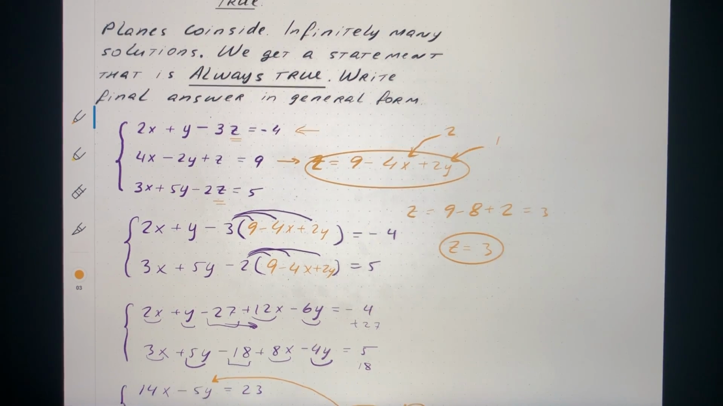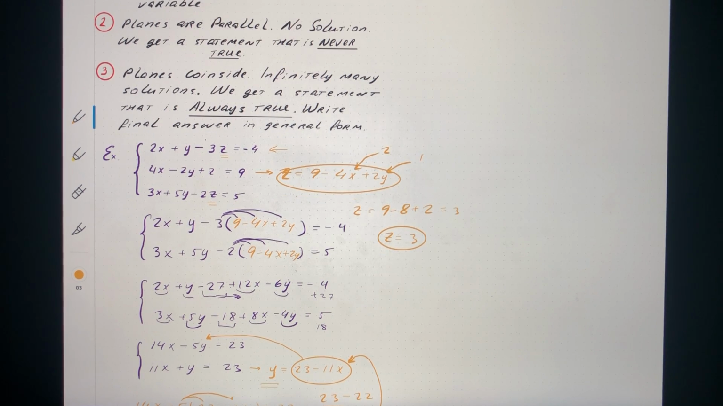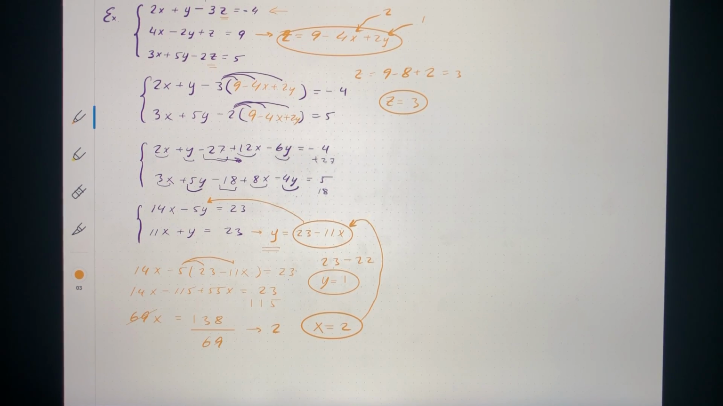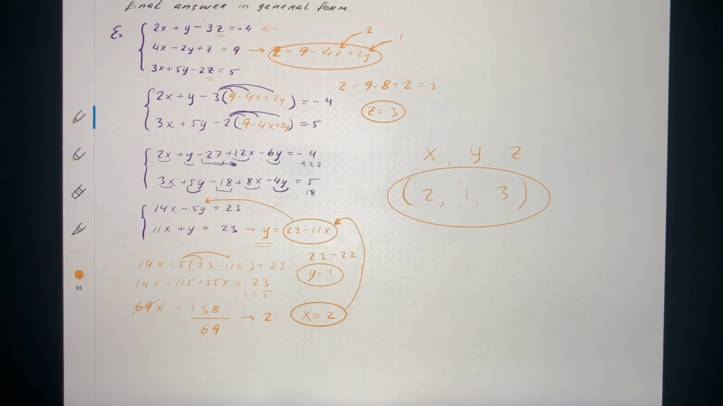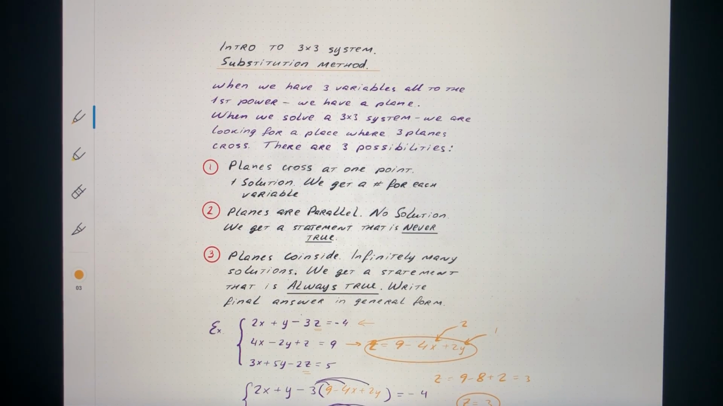And then we simply write our answer as a point. So now our point is in 3 dimensions. It has 3 coordinates. And so the final answer is in the form (x, y, z), which is x is 2, y is 1, z is 3. And this is the final answer to our question. And that's how to use the substitution method to solve a system of 3 equations with 3 unknowns.